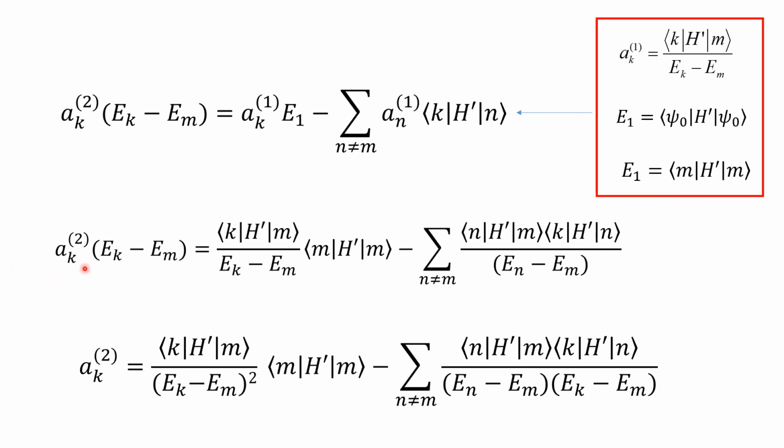Here, our ultimate aim is to find a_k^(2). So naturally, you have to bring this (E_k minus E_m) to the right hand side. If you bring it to the right hand side, in the first term, what will happen? There is already one (E_k minus E_m) here. This will become (E_k minus E_m) whole square. Similarly, in the second one, there is (E_n minus E_m) here, and if you bring this (E_k minus E_m), it will become like this. This is the coefficient for the second order correction.